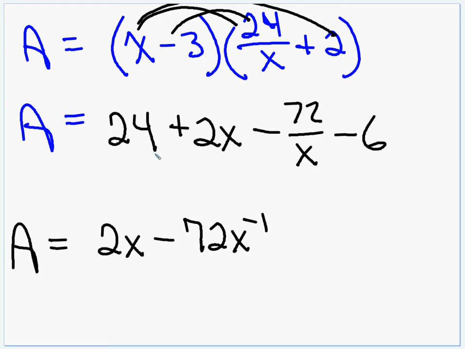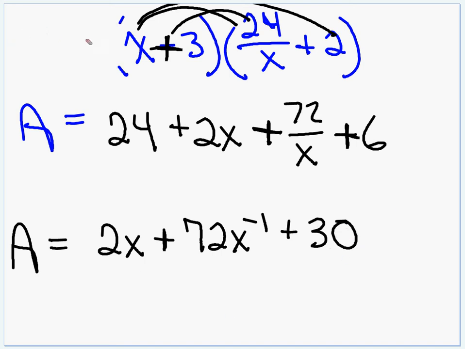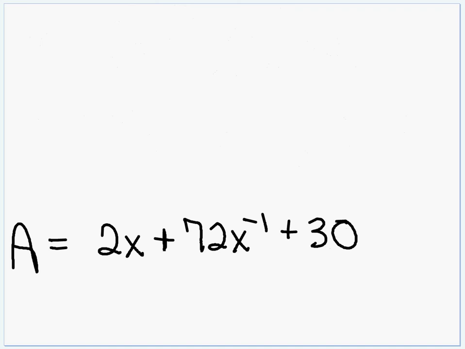24 minus 6, no, hold on here. Why is that x minus 3? That should be x plus 3. What the heck am I doing? So these are all pluses. My bad. That's not going to hurt too much in your note taking, I think. Okay, so this is a plus. And then the 24 and the 6 add up to 30. There we go. So here is our primary equation in one variable, ready to derive.